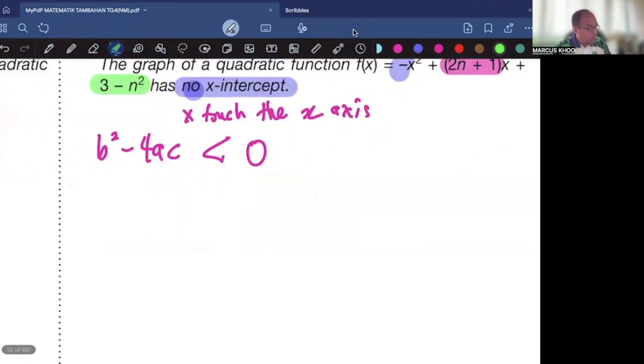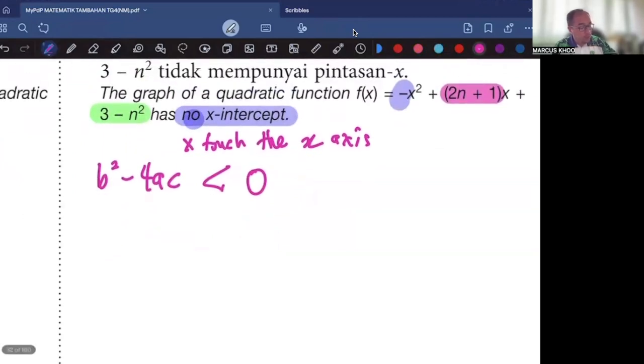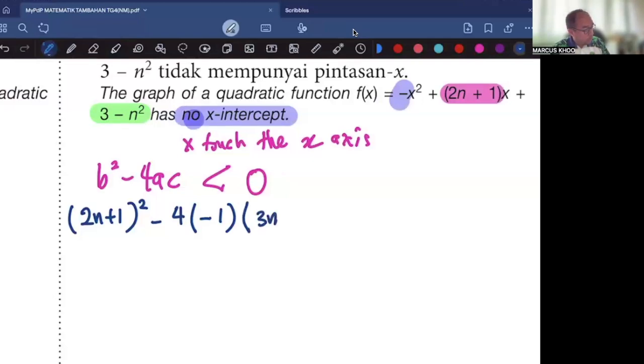So b squared minus 4ac is less than 0. So b squared is 2n plus 1, the whole thing squared, minus 4 times -1. Don't forget the -1. Times 3 minus n squared.